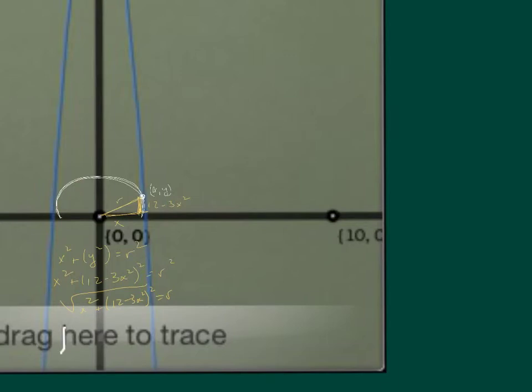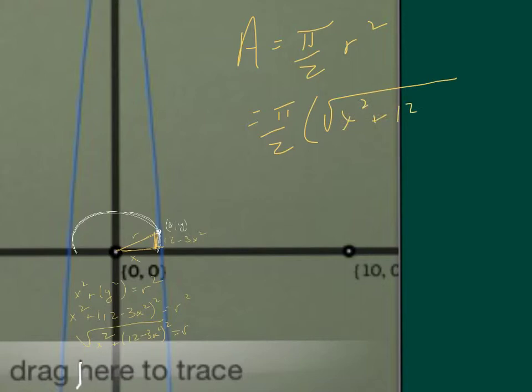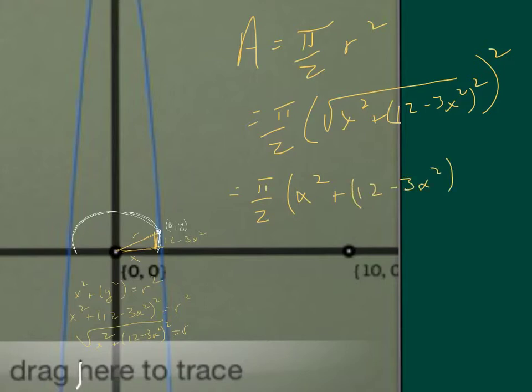So now that we know the radius of the inscribed semicircle, we now also know the area is equal to pi over 2 r squared. We know what the radius is, so that's pi over 2 times the square root of x squared plus (12 minus 3x squared) squared, and squared, because it's radius squared, which is just going to get rid of the square root. So we have pi over 2 times x squared plus (12 minus 3x squared) squared. Good. Remember, that's still area.